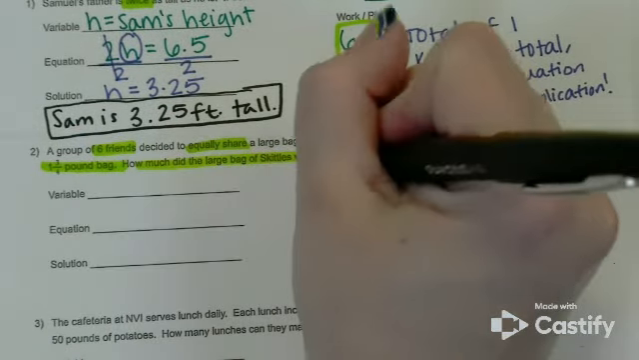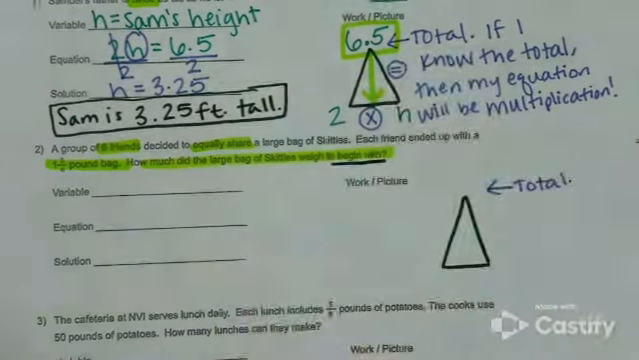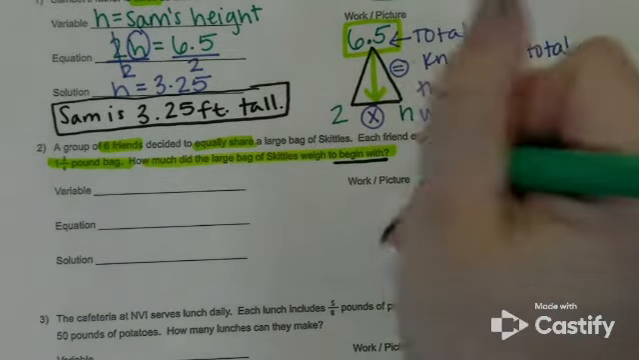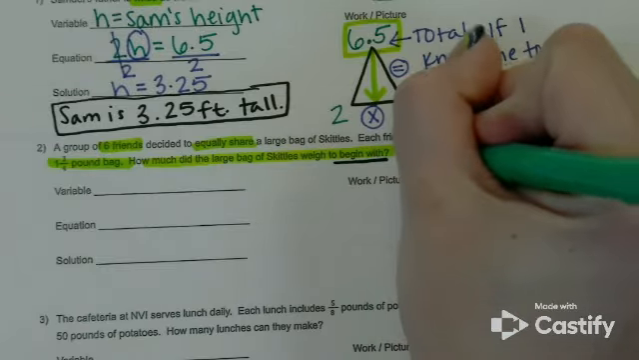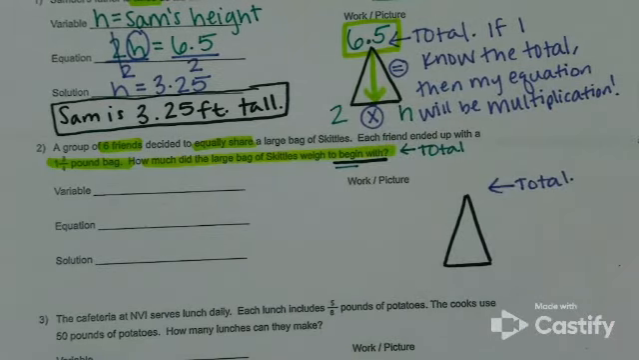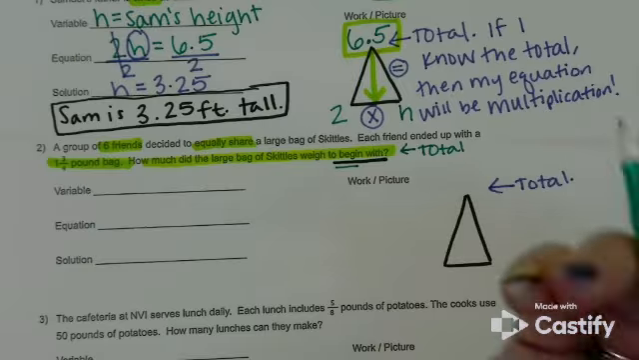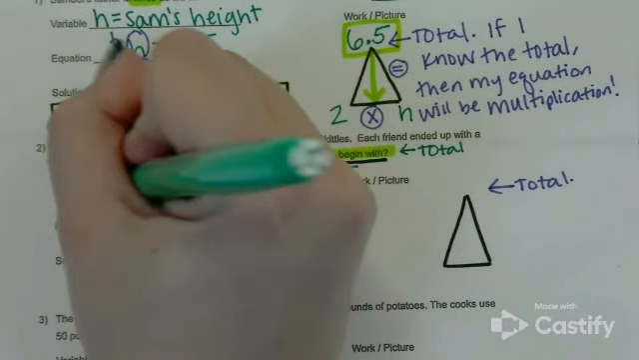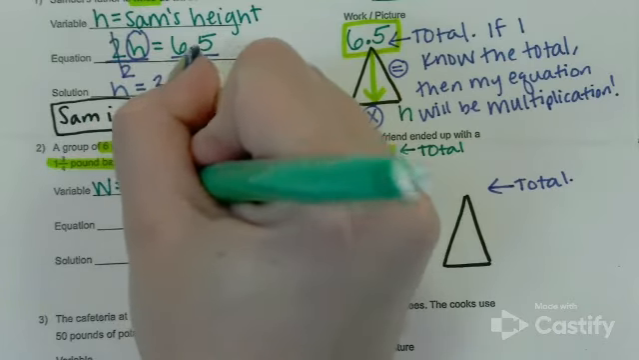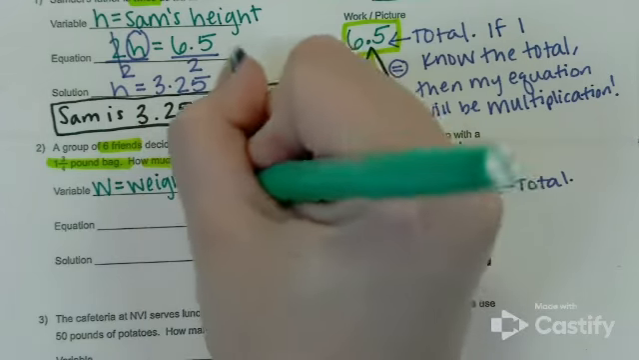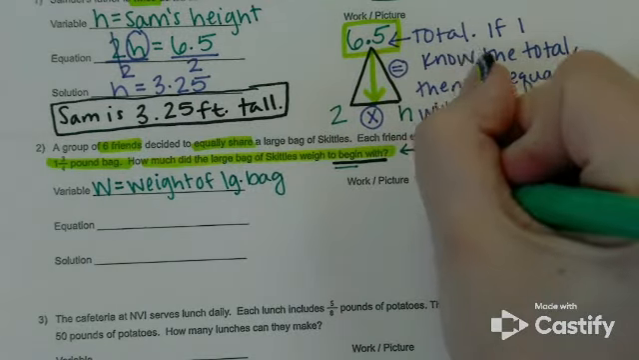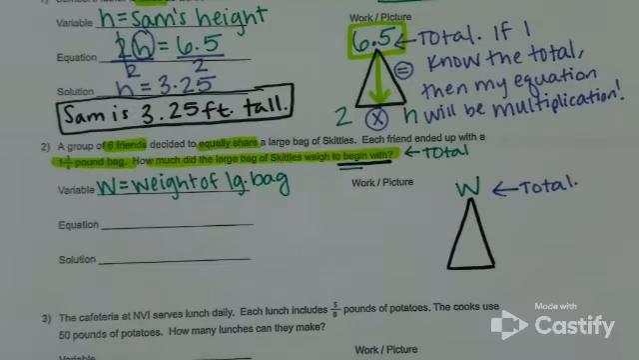If I don't know how much it weighed to begin with, do I know my total? No. That is what I don't know. If it is the starting amount, that is the total. So I'm going to do W equals weight of large bag. Okay? And that is my total. I don't know my total.